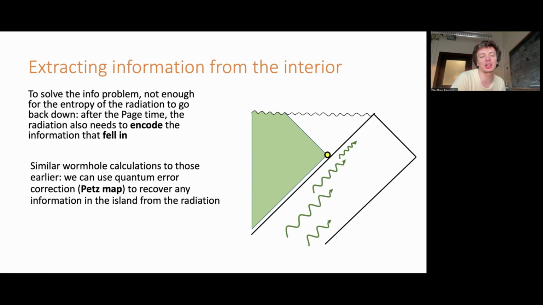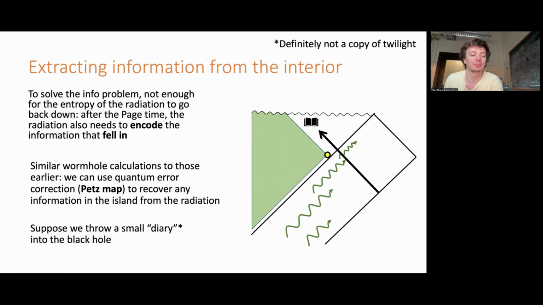Turns out that this can be done using similar wormhole calculations to the ones we used earlier. The trick is actually to use some explicit way of doing quantum error correction called the Petz map, and just try to use it to recover the information from this radiation. So there's something in the island that we want to recover, and we can try to use a quantum error correction algorithm to try to do that.